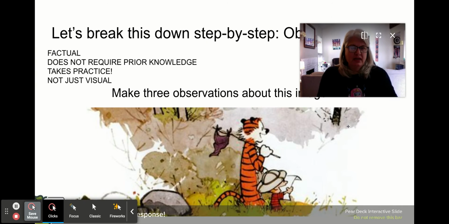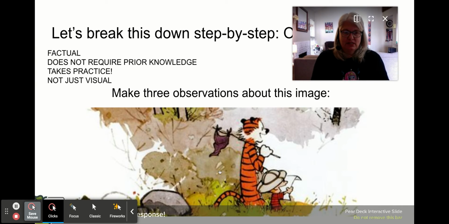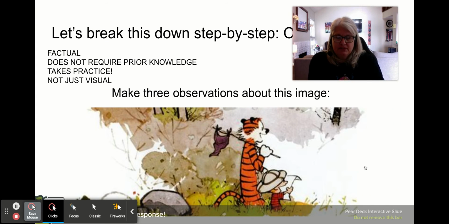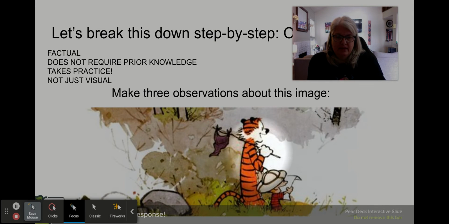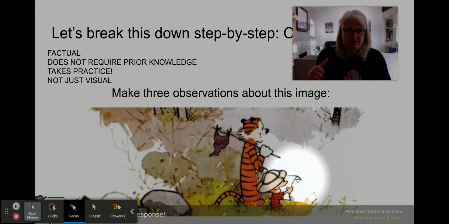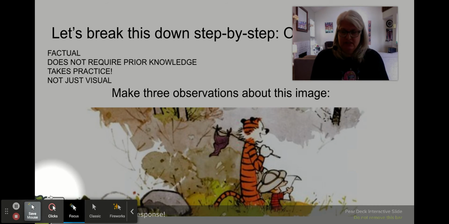So take a moment, and on Canvas as well as on your guided notes, I want you to make 3 observations about this image right here. Okay, so observations that I could make on this one, I could say this animal is orange and black. I could say this child is wearing a hat. The tiger is carrying a flag. The child is holding a piece of paper of some kind. Those are the types of factual observations, okay?